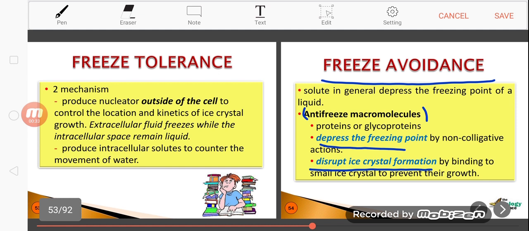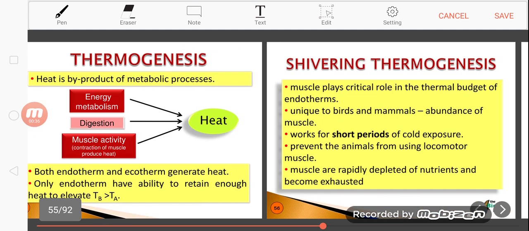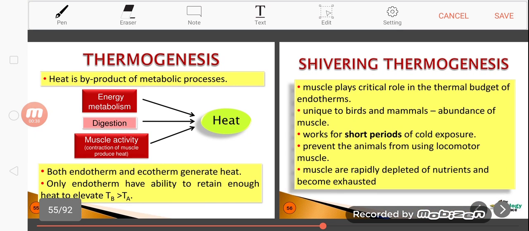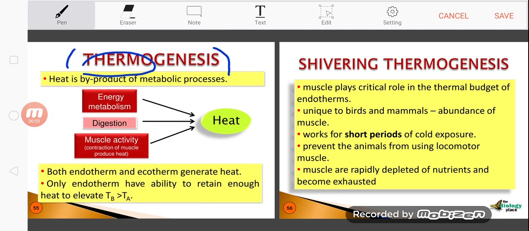What happens when an animal is exposed to cold temperature? So another mechanism in thermoregulation when exposed to cold temperature is thermogenesis. Thermal heat, genesis production, generate. Okay, so heat is a byproduct of metabolic processes. Okay, generate heat using metabolism processes. What are the metabolic processes?